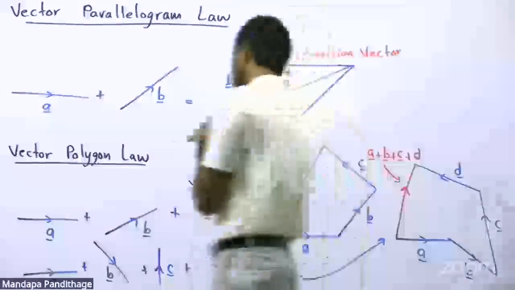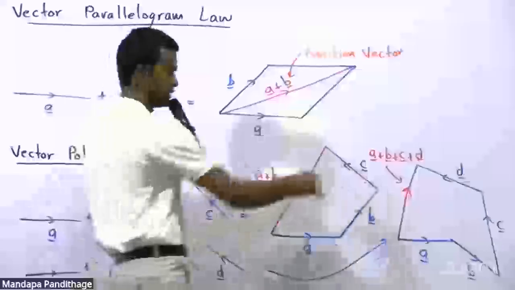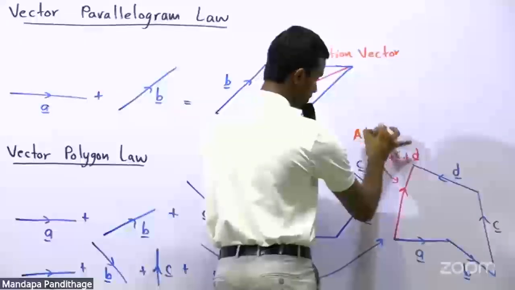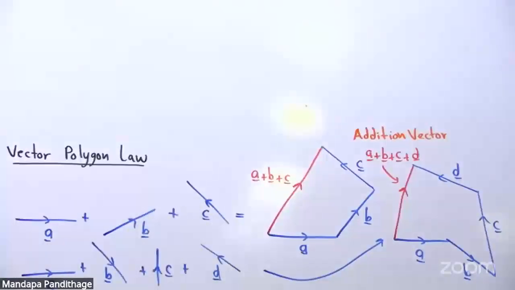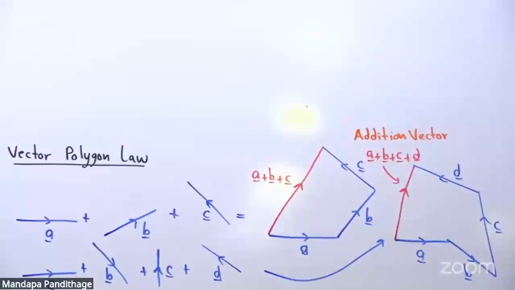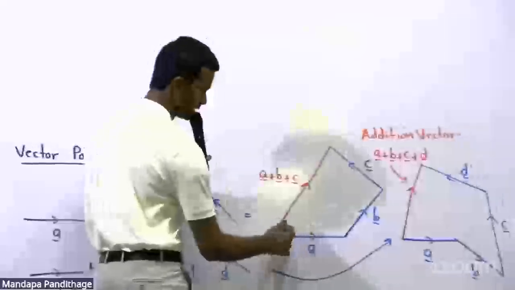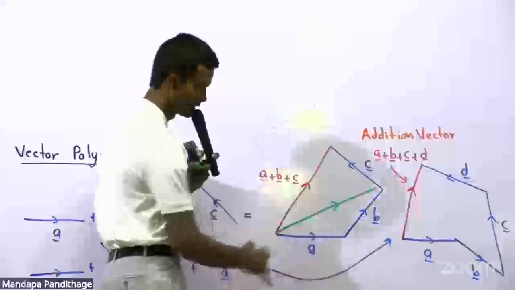Okay. Then write down these two examples. Here we have only three vectors, and here we have four vectors. So this is the addition vector. Even here it's clear that you got the vector triangle law. Because here, if you consider this vector, can you now tell me what is this vector? We have A, B.